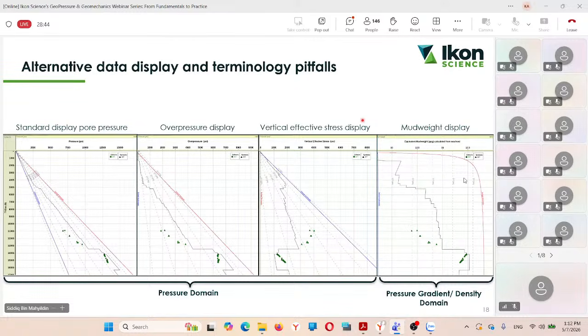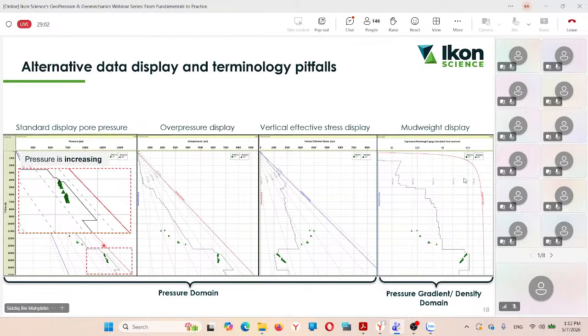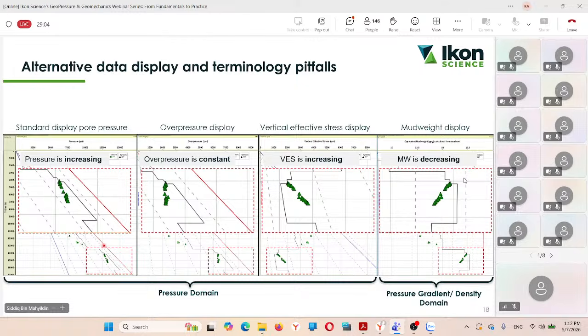You will see it in PSI sometimes. You will see it in PPG. You will hear the term overpressure, vertical effective. So pore pressure can be visualized in many forms. This is in the pressure domain. The standard display of pore pressure is something like this. I'll just bring it to this slide over here.